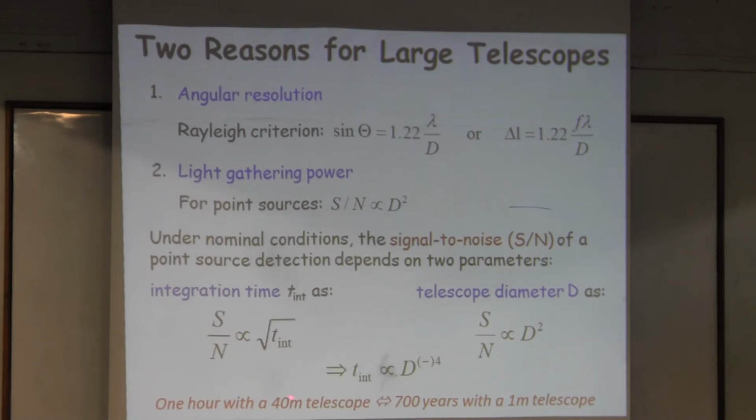Now, of course, as I said before, it's only for point sources and you need to be diffraction limited. The technical challenges to get to the diffraction limit, no aberrations, no atmospheric turbulence, whatever, with a 40-meter telescope on the ground are substantial. This is very tricky. But 700 years, I mean, there is no way you can ever do something with a 1-meter telescope in 1 hour.